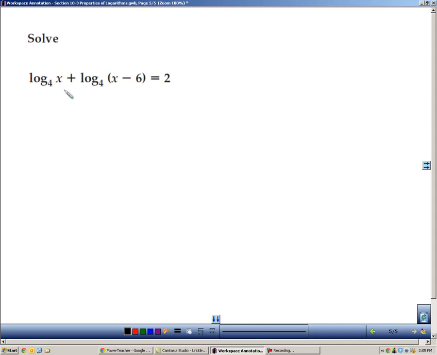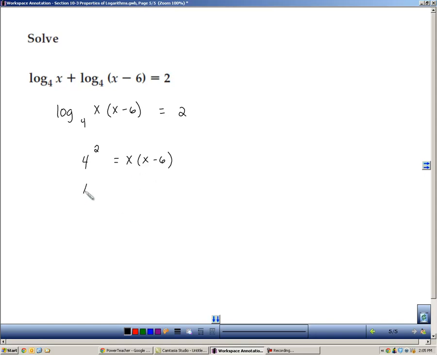Here's another equation with logs, and we're going to use some other properties. I notice that I'm adding the two logs. So the product property says I can do log base 4 of x times x minus 6. So now I have one log, and that equals a number. Now I'm going to use the definition of logarithms, and I'm going to take my base 4 to the second power, and that's supposed to equal x times x minus 6. And that's just the definition of logarithms, taking the base, the exponent, and that's going to equal what's after the word log.